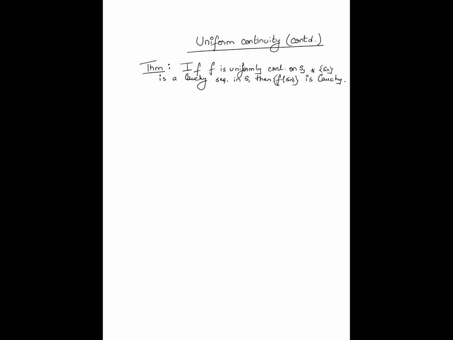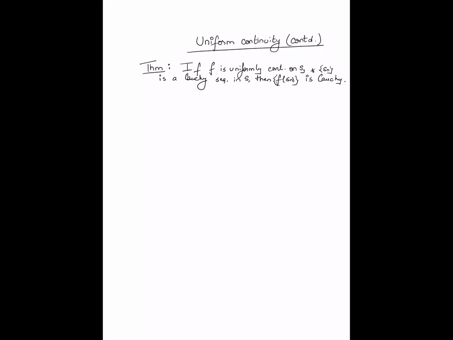Okay, so what this result tells us is that if you have a function f which is uniformly continuous on some set S, there's no restriction on S. And if you have Sn which is a Cauchy sequence in S, in other words, it takes values in S and it is Cauchy, in that case, f of Sn is also guaranteed to be Cauchy. Okay, so if you have uniform continuity on S, then if you construct a Cauchy sequence within S, the corresponding sequence of function values is also guaranteed to be Cauchy. Okay, so that's the statement.